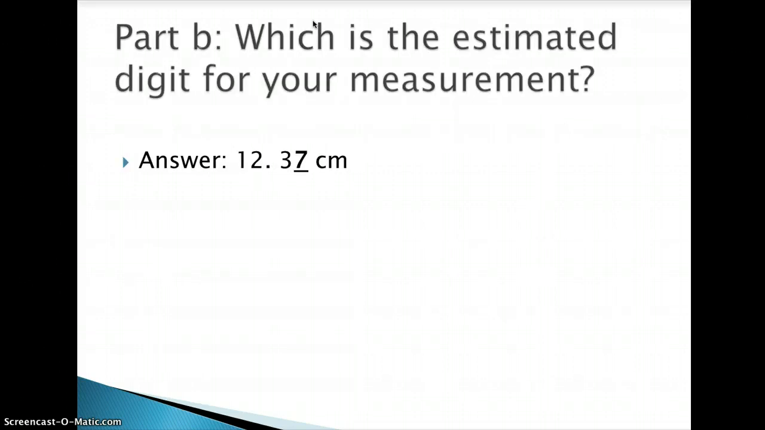Part B. Which is the estimated digit for your measurement? The estimated digit is the very last digit in a measurement. It is estimated because it falls between two known marks on the ruler, and therefore requires the person taking the measurement to be very precise. To find the estimated digit, check the positions of the millimeter marks just before and after where your pencil falls on the ruler. So in this case, the estimated digit is the 7 on the end of this number, because it's the last number and it falls between two millimeter marks.